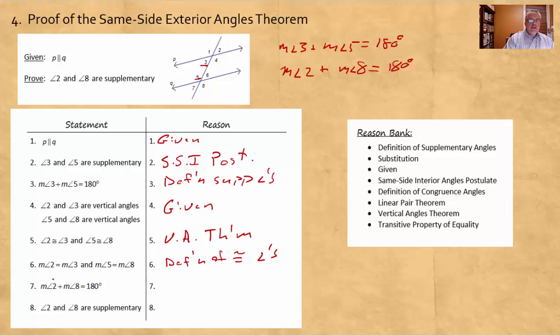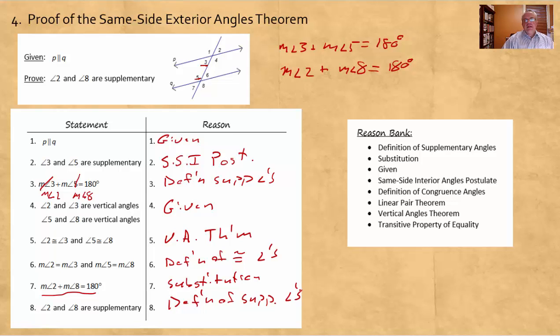Now, this is substitution. So we're replacing the measure of angle 3 with the measure of angle 2, because since measure 2 is equal to measure 3, we can substitute it in. And we're going to substitute the measure of angle 8 for 5. And we get this statement here. So that was substitution. And if the measures add to 180, they're supplementary. That's the definition of supplementary angles. Okay, so we're getting this.